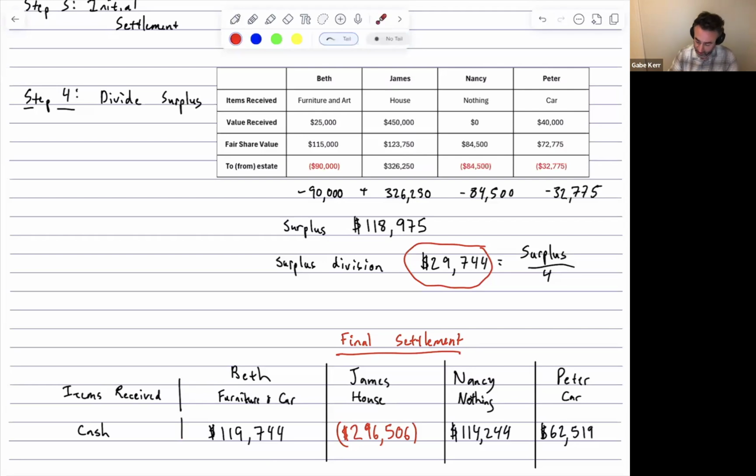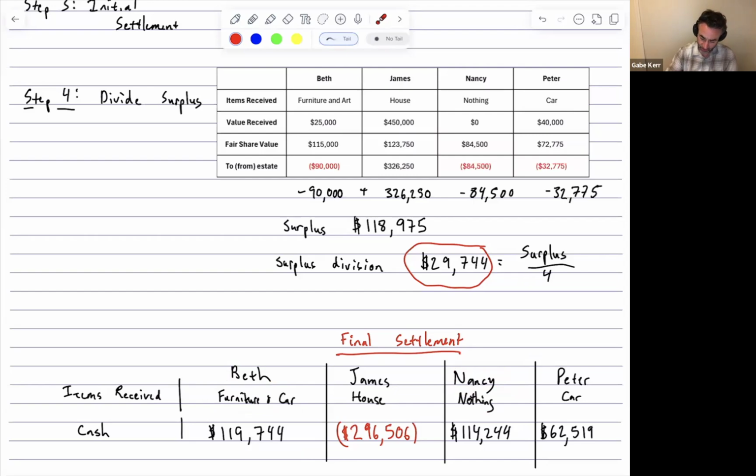Now, a comment to make about this, which you might observe, is that some people seem to have made out better than others. For example, Beth, she received the furniture and the car and $119,000. Nancy received nothing and $114,000. So received less money and no assets. And you may say, well, that's not fair to Nancy, but there's no objective fair here. There's nothing that's really objectively fair.